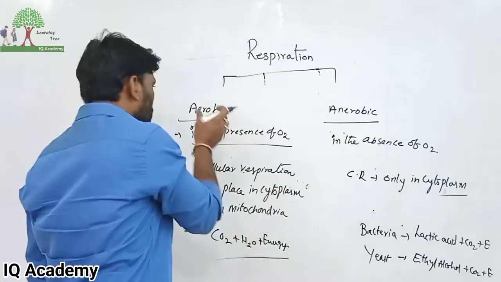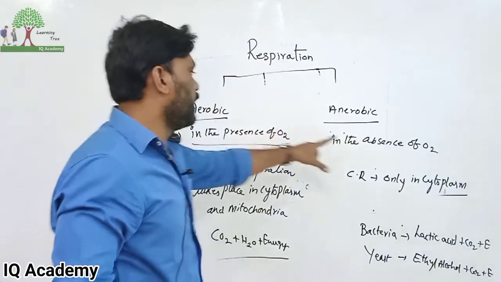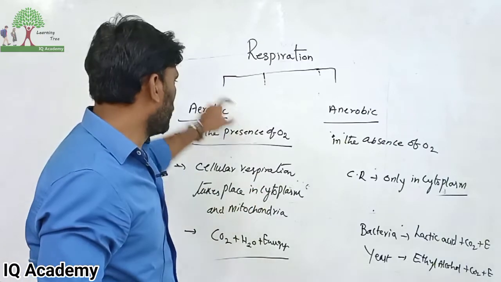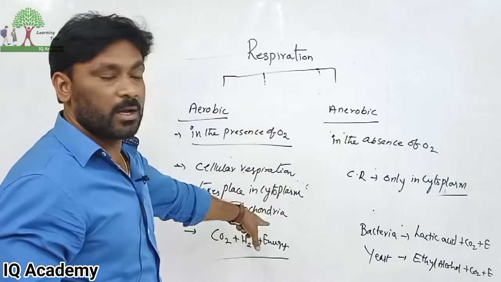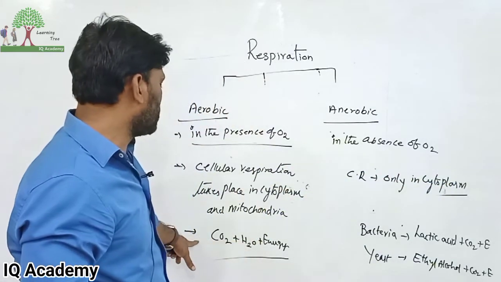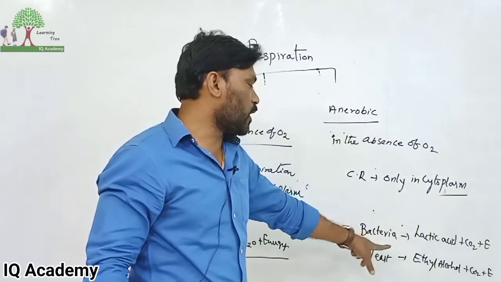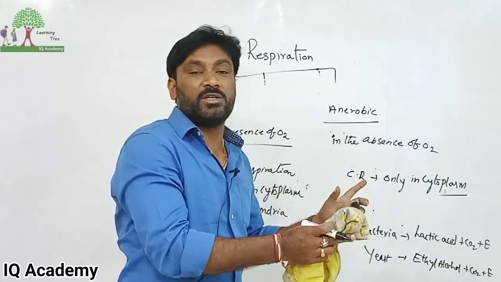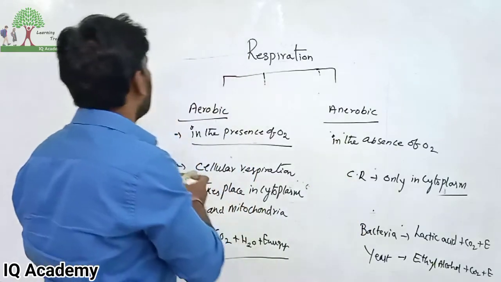Now, when you observe the difference between aerobic and anaerobic respiration: in the presence of oxygen, in the absence of oxygen. Cellular respiration takes place in cytoplasm and mitochondria in aerobic, and only in the cytoplasm in anaerobic. Carbon dioxide, water and energy are the end products of aerobic; lactic acid, carbon dioxide, energy or ethyl alcohol, carbon dioxide, energy in anaerobic. These are the differences between aerobic and anaerobic respiration. Now let us move to another topic.